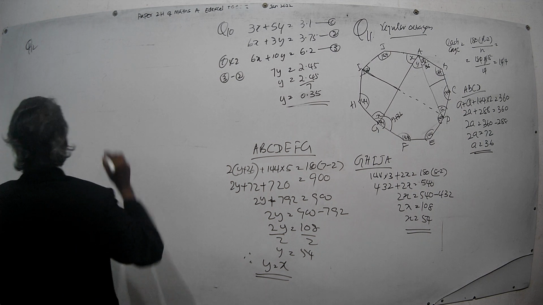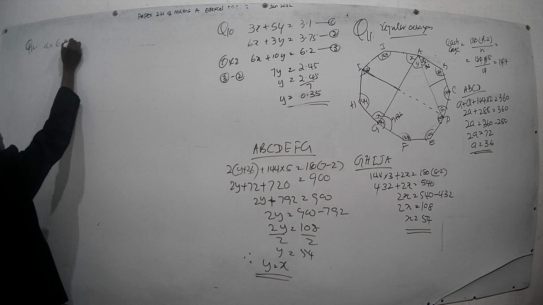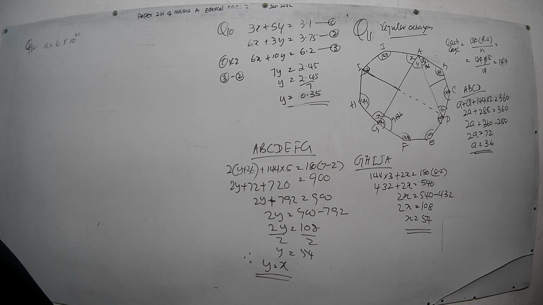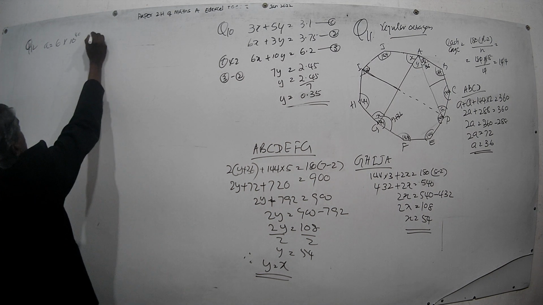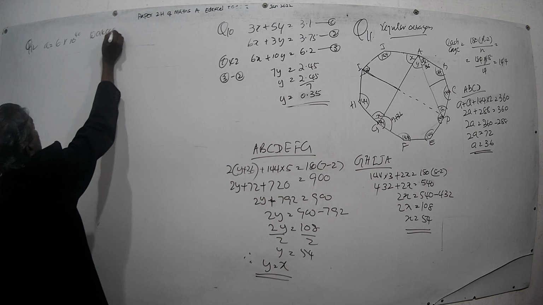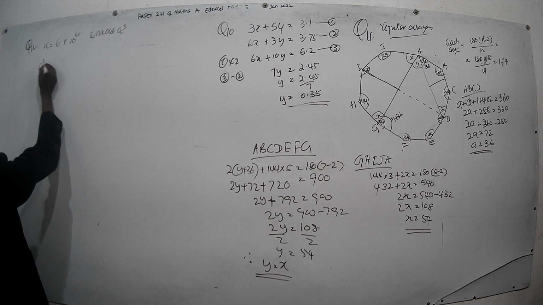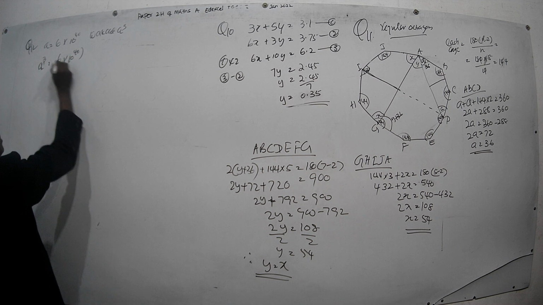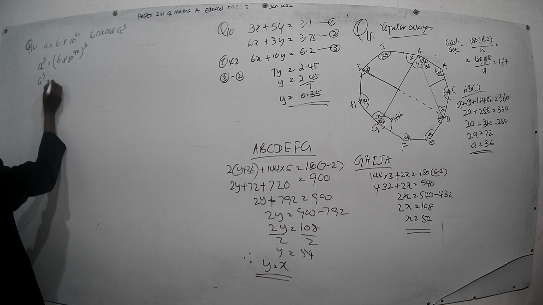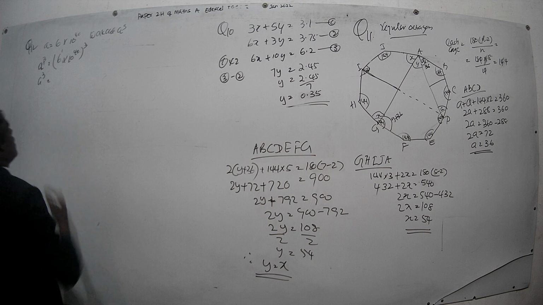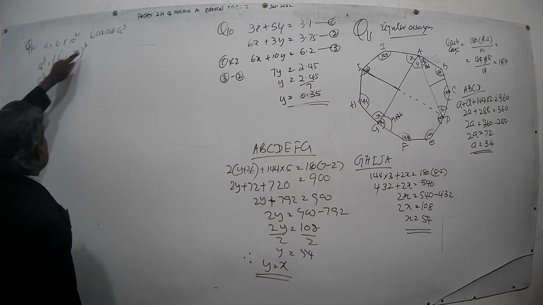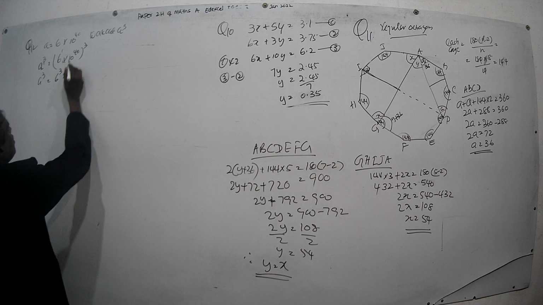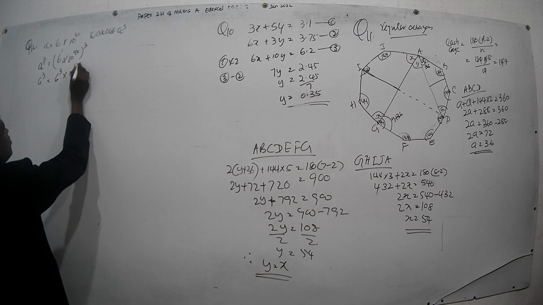A equals 6 into 10 to the power 40. Work out the value of A to the power 3. Okay, right. A to the power 3 equals 6 into 10 to the power 40 whole thing to the power 3. Then here power is how much? When there is a power of a power, you multiply the power inside by the power outside. Here 6 to the power 3 into 10 to the power 120. 40 into 3 is 120.